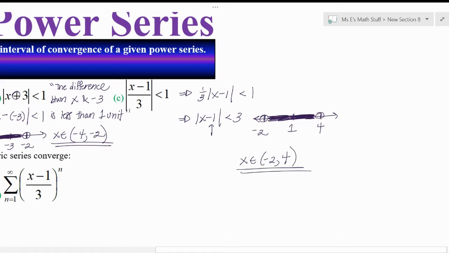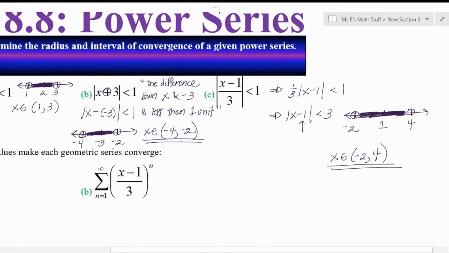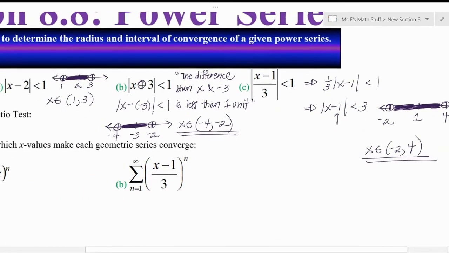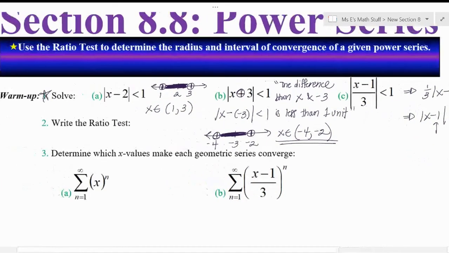There we go. Okay, I hope this is making sense. If you love it, use it. If you don't love it, but you have something else that gives you the same answers, then go ahead and stick with that. Either way.